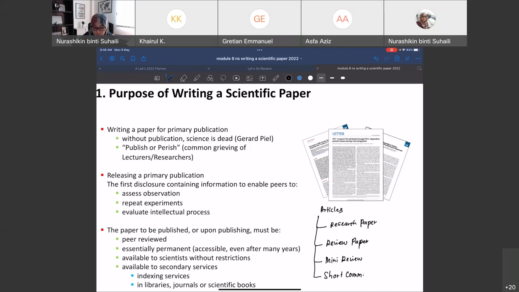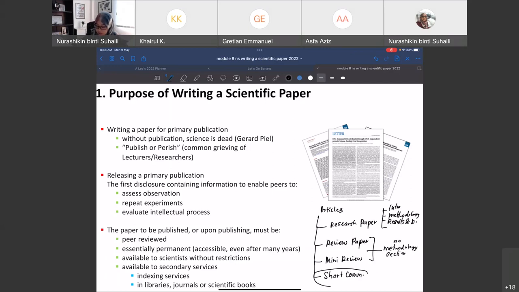research paper, you would see the paper, it will have all the methodology. I mean, apart from the other sections, intro, methodology, results and discussion. This is the main difference between research paper and review paper. In review paper and mini review, you will not see any methodology section. Okay. No methodology section. Yes.